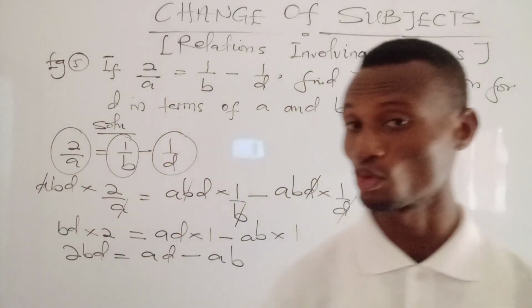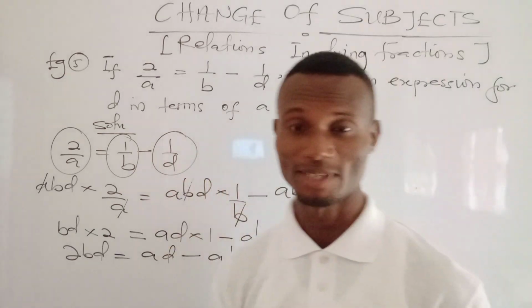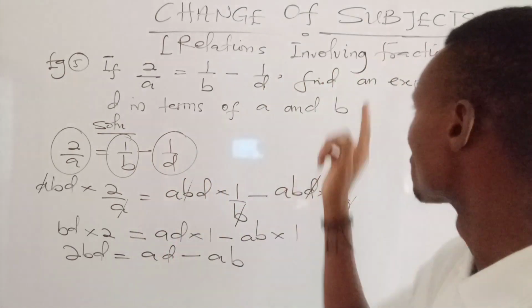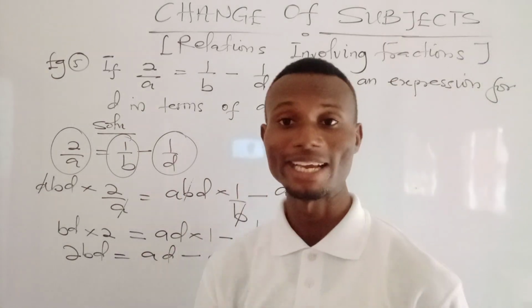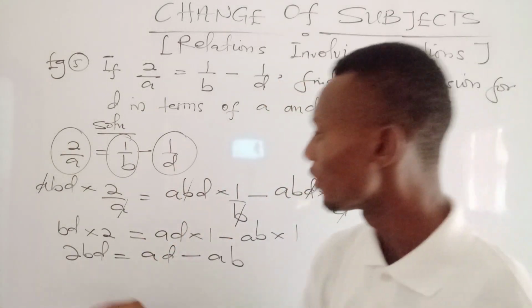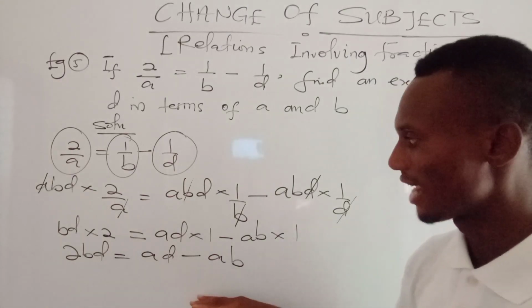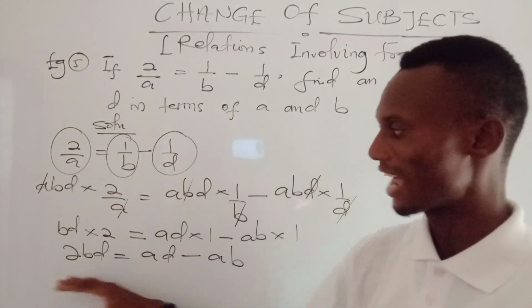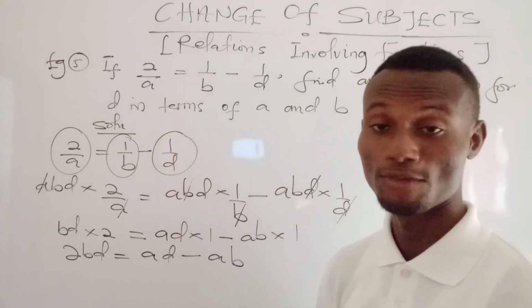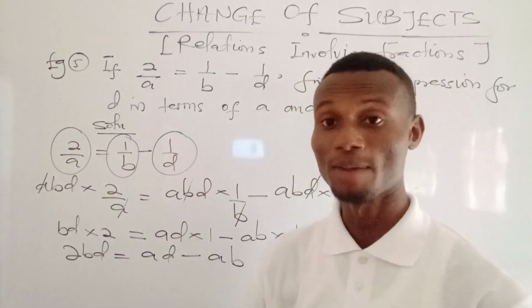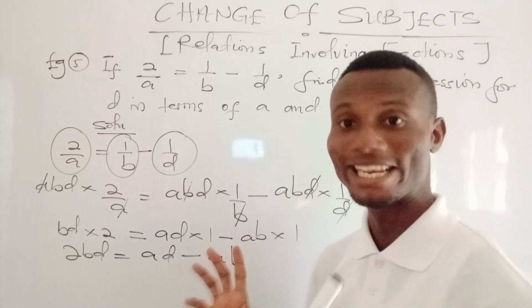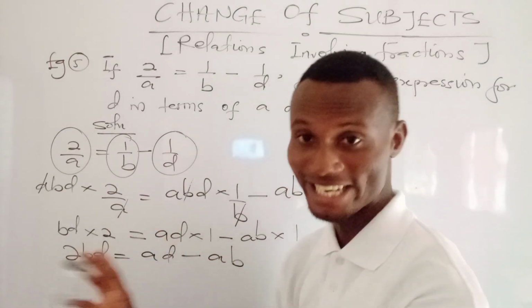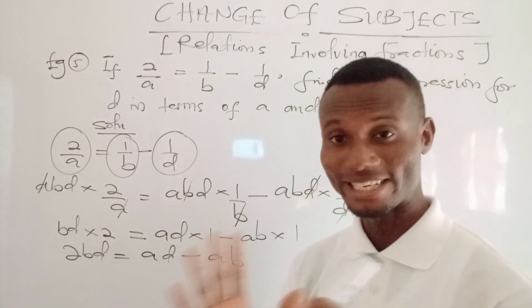And we are being asked to make D the subject. That's the meaning of find an expression for D in terms of A and B. It means make D the subject. Looking at the equation we have now, you can see that D is appearing at both sides of the equation. We've learned from the previous videos that when you have something like this, you group all the terms that have the D in it. So we are making D the subject.